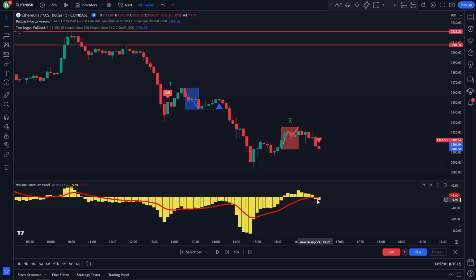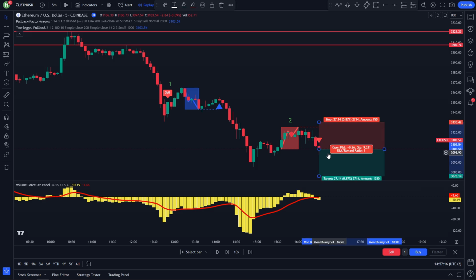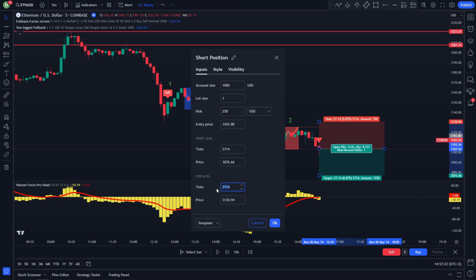Once we receive the second alert, we can take a look at the volume force pro. From the bottom panel of the chart, we can see the histogram below zero and also below the average line. All of this means is we can enter our sell trade. For the sell trade, I will place my stop loss above the recent swing and aim for double the return.